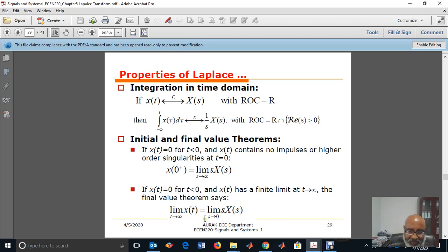So it's just like an exchange here. The value at t equal to 0 is the limit as s goes to infinity of s times X(s). Here, the value at t equal to infinity is the limit as s goes to 0 of s times X(s).